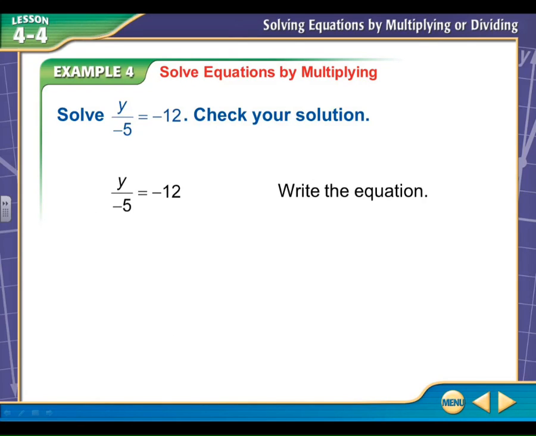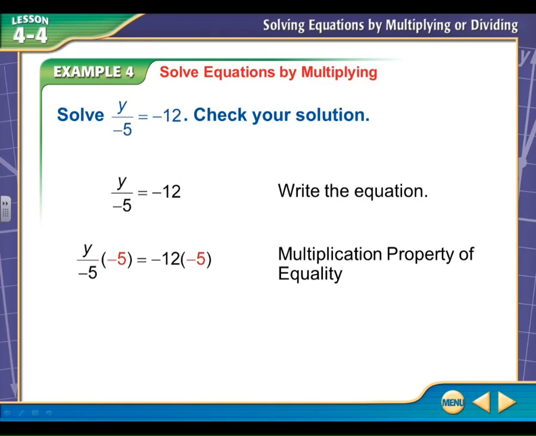So let's run through it real quick again. Notice I have y divided by -5 equals -12. I need to multiply both sides of my equation by -5. That's the denominator with the variable. And when I multiply -12 times -5, I'll get positive 60.